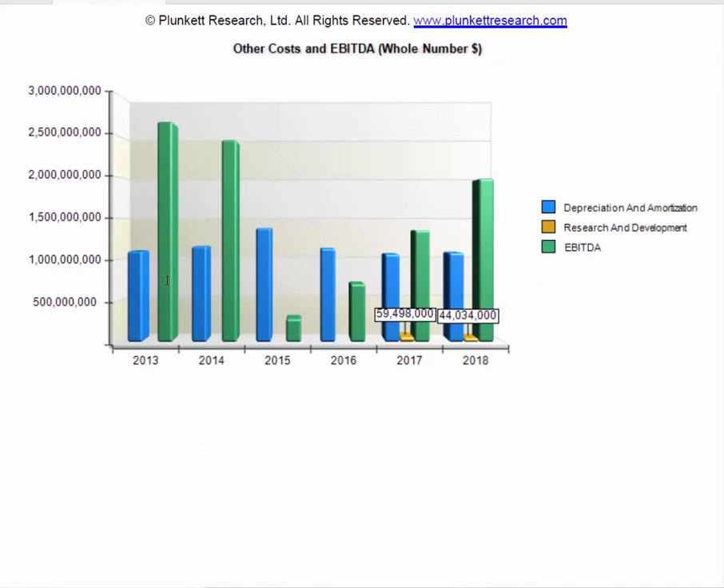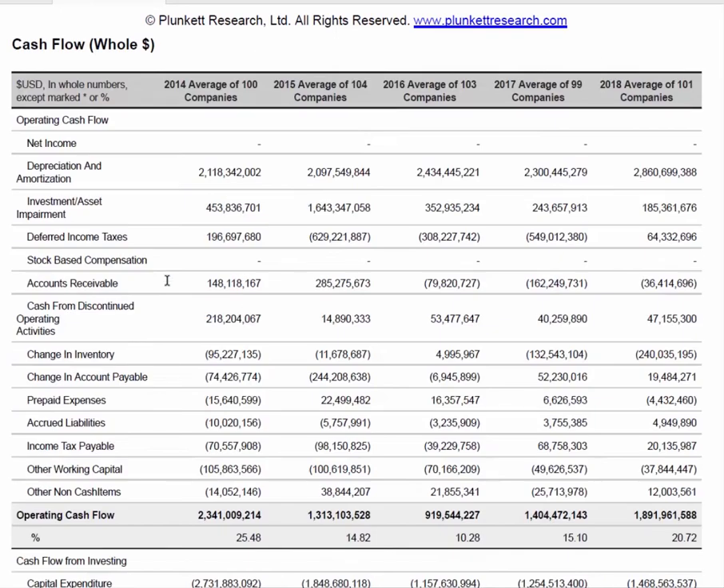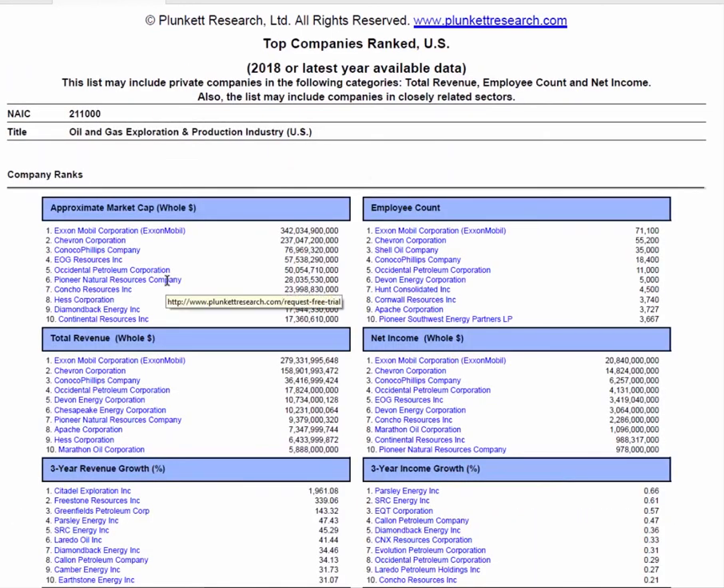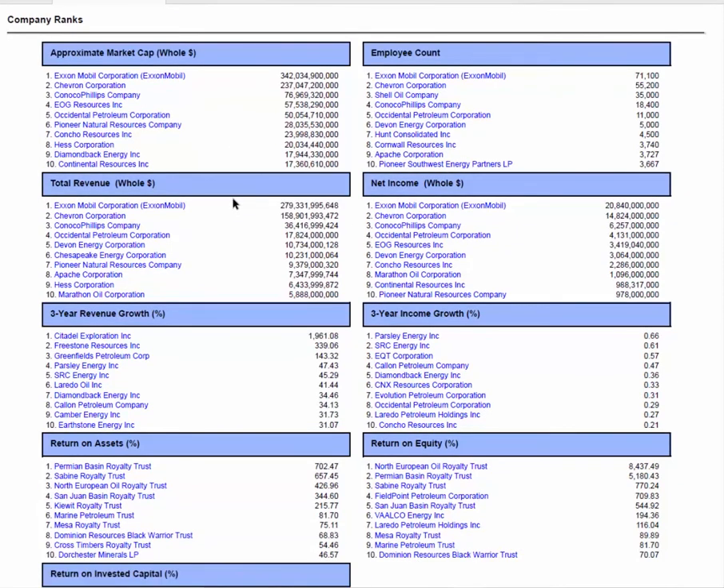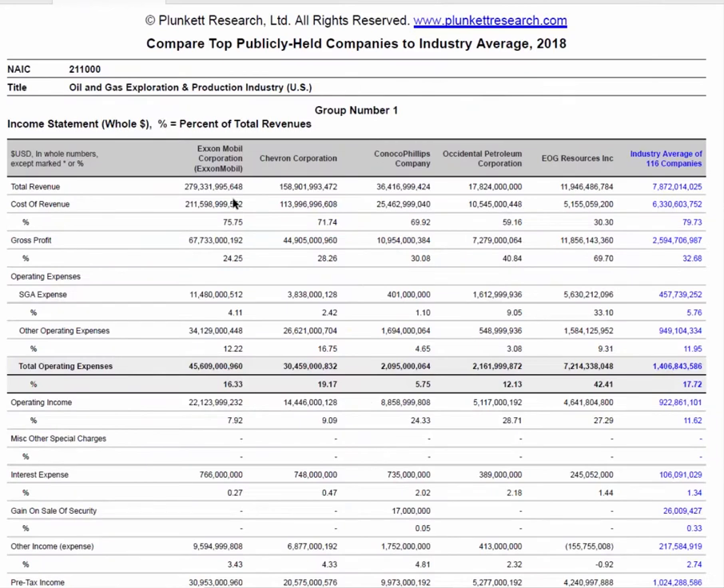We chart some of the items, including EBITDA. We go to balance sheet averages over these several years and cash flow averages over these several years. Really useful things to have. We rank the top companies in the industry for you by things like net income, total revenue, 3-year revenue growth, return on assets, return on equity. And then we compare for the latest year the top companies to the industry average.